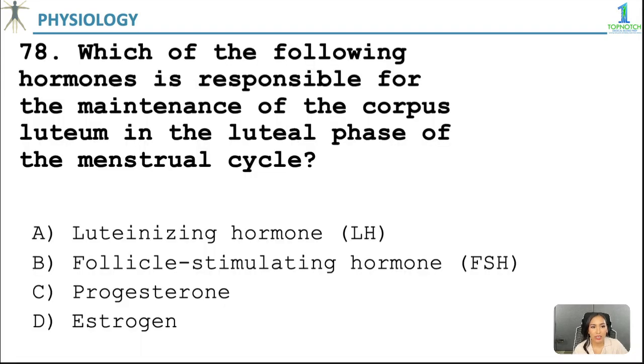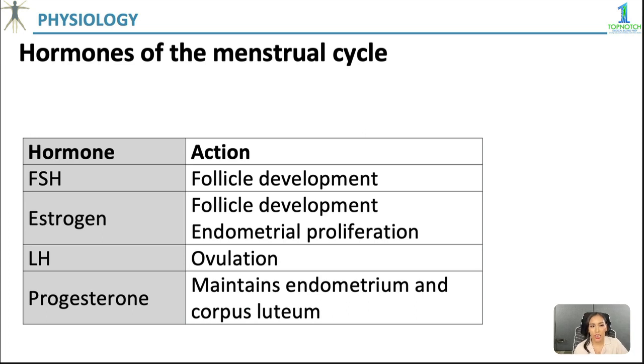Okay. 78. Which of the following hormones is responsible for the maintenance of the corpus luteum in the luteal phase of the menstrual cycle? So, maintenance of the corpus luteum in the luteal phase, that is C, progesterone. Okay, C, progesterone. Let's look at the hormones of the menstrual cycle. FSH is for follicle development. Estrogen, also for follicle development and also for endometrial proliferation. LH, pag LH, matik yan, ovulation. LH, ovulation. And progesterone maintains the endometrium and corpus luteum.